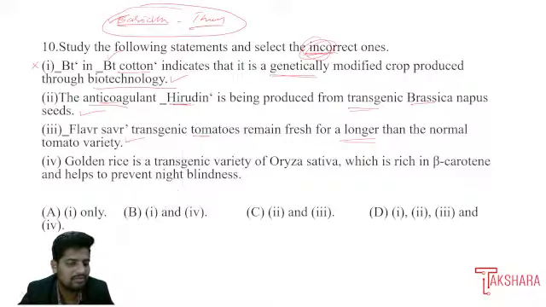And golden rice is one of the most important transgenic varieties, an example of Oryza sativa. The common name is rice and the scientific name is Oryza sativa, and it has a very rich amount of beta carotene, which is very important for preventing night blindness in young people. So this golden rice, the transgenic variety, is Oryza sativa. Beta carotene is important because it is related to preventing night blindness. So that is also a correct one.